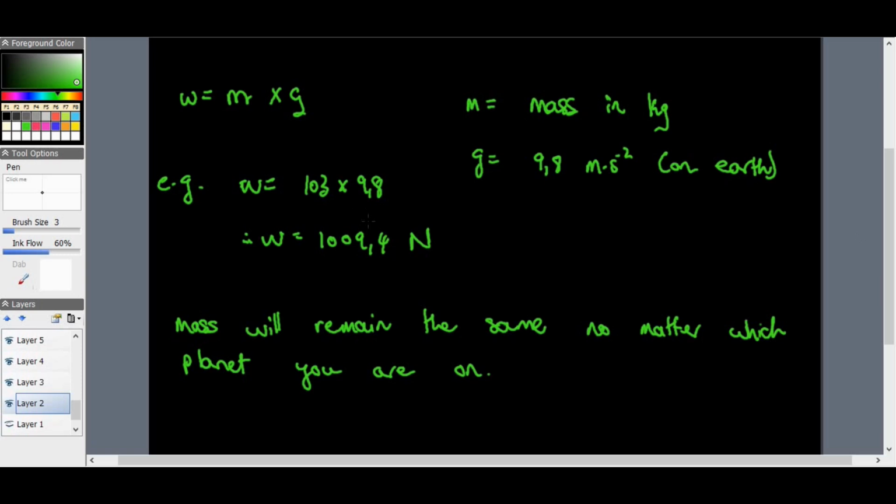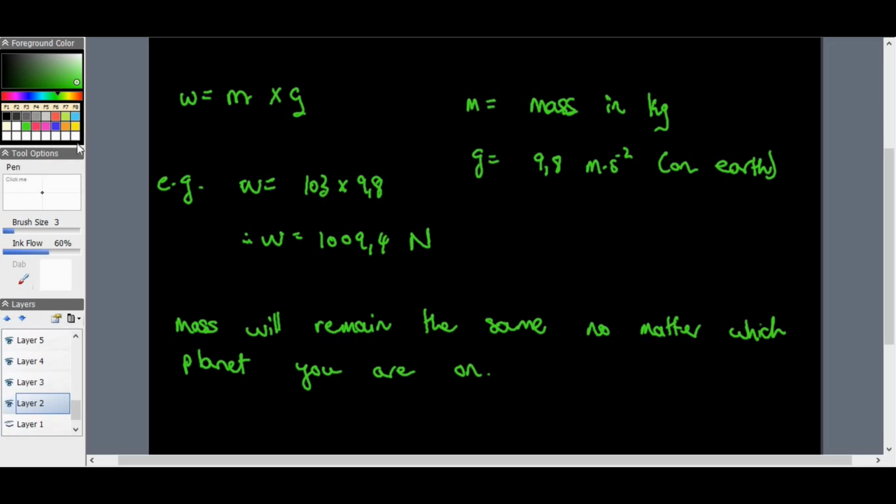That's why people can hop and sort of semi-float on the moon, because the gravity is different. So my weight in newtons will obviously decrease. The main difference between mass and weight is that your mass will be the same no matter where you are, but your weight can change depending on the value of gravity.